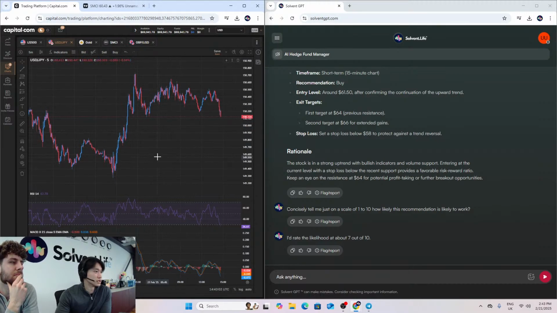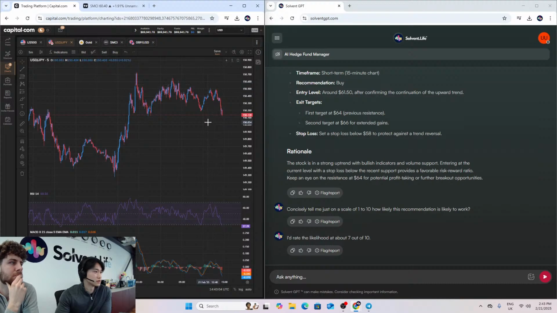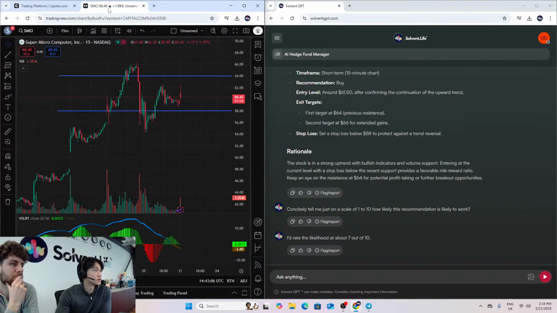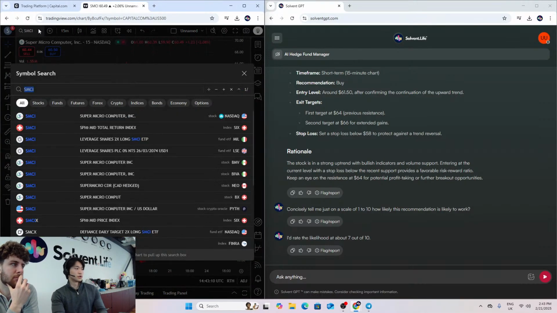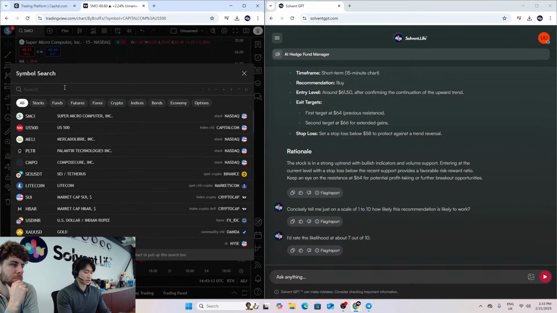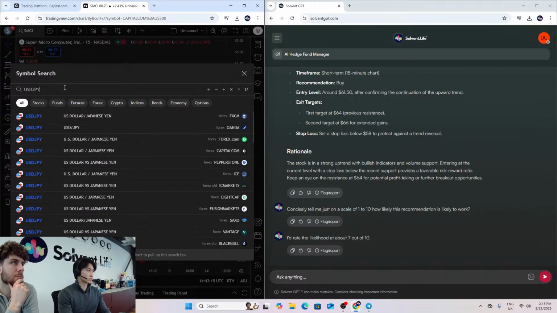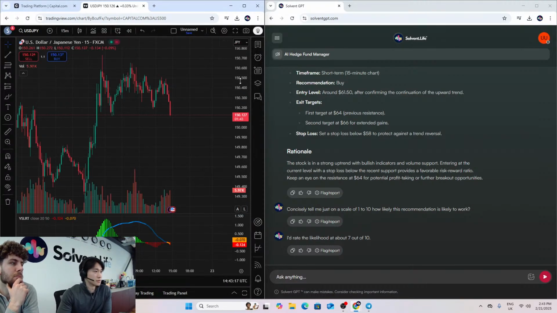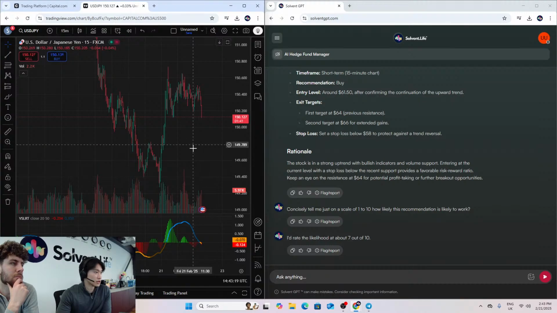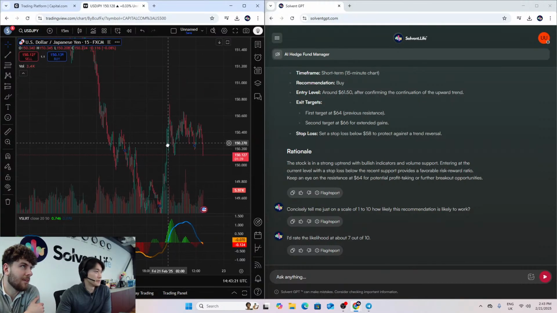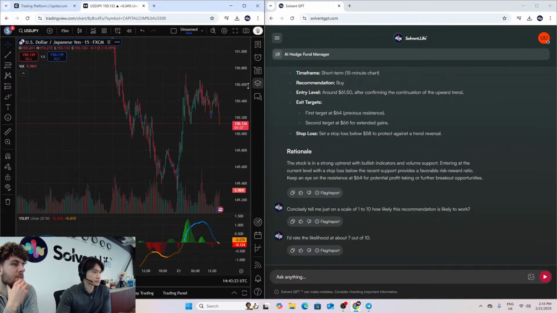Let's have a look at the yen. I do really want to try and catch this SMCI trade, but we'll have to be patient. No matter. Let's see.